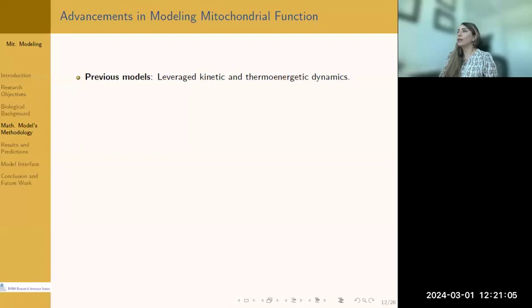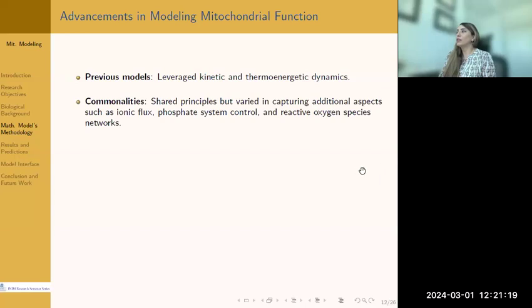By looking at the evolution and current state of modeling approaches in understanding mitochondrial function, we find that historically, previous models relied on complex kinetic and thermoenergetic dynamics to simulate mitochondrial processes. While these models shared fundamental principles, they varied in their ability to capture additional intricacies such as ionic flux and reactive oxygen species networks. Recent approaches have adopted more focused descriptions to manage complexity efficiently.